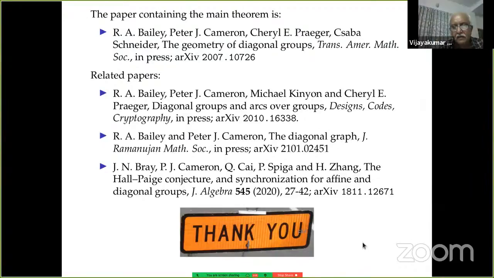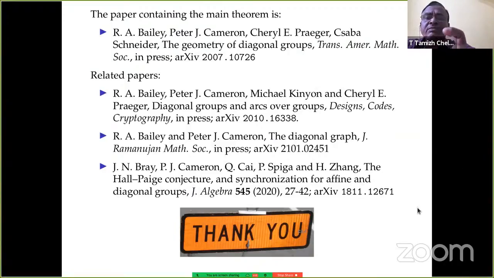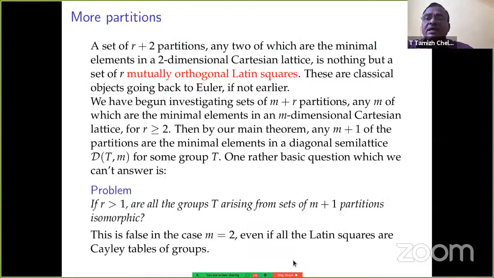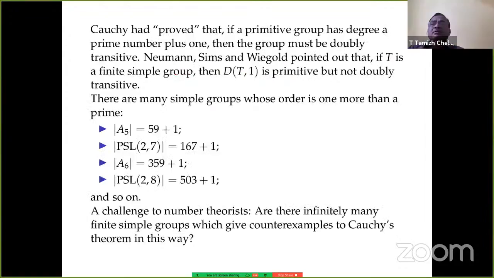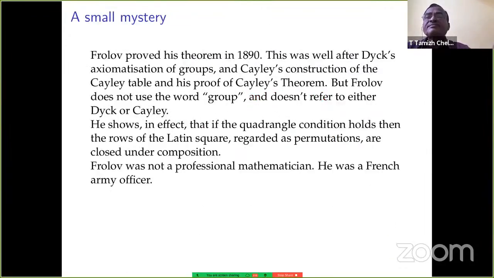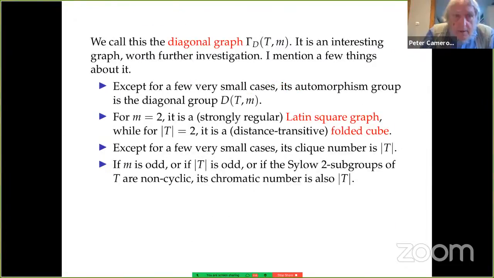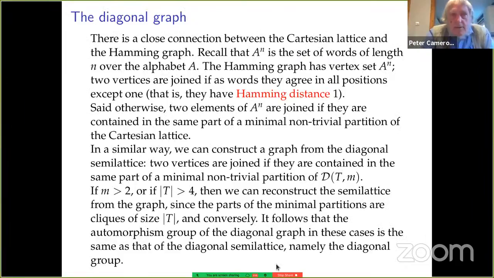Okay. Peter, one question. Yes. Something you were saying about a Hamming graph. Is it actually the Cayley graph? Because in the Cayley graph also, they are adjacent if and only if they are distinct in one component. That's right. It is a Cayley graph. It's a Cayley graph in many different ways.